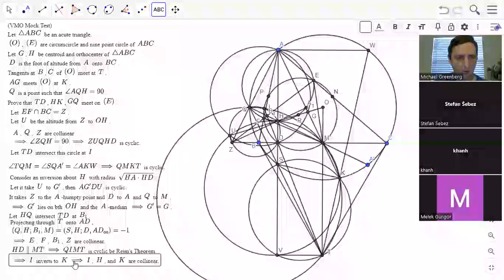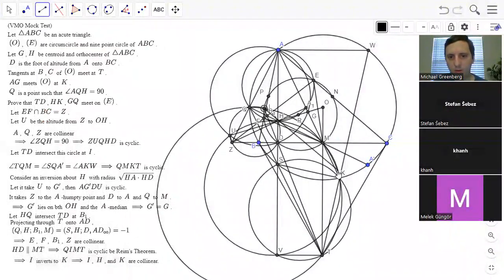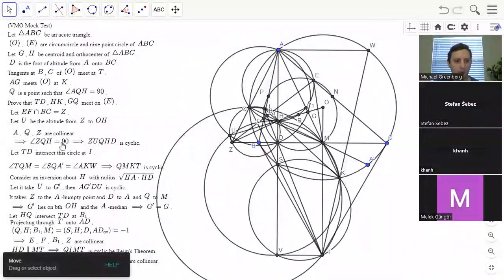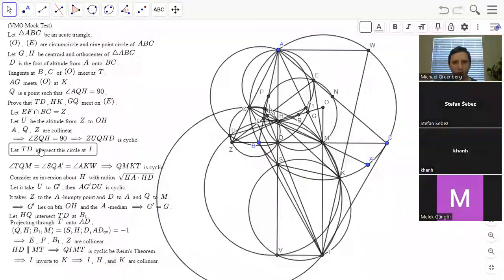Just wait a minute. Have we made a mistake? Where? Do we know that I lies on the small circle? We defined I to be the intersection of TD with the 9-point circle, right? Maybe we made a mistake.